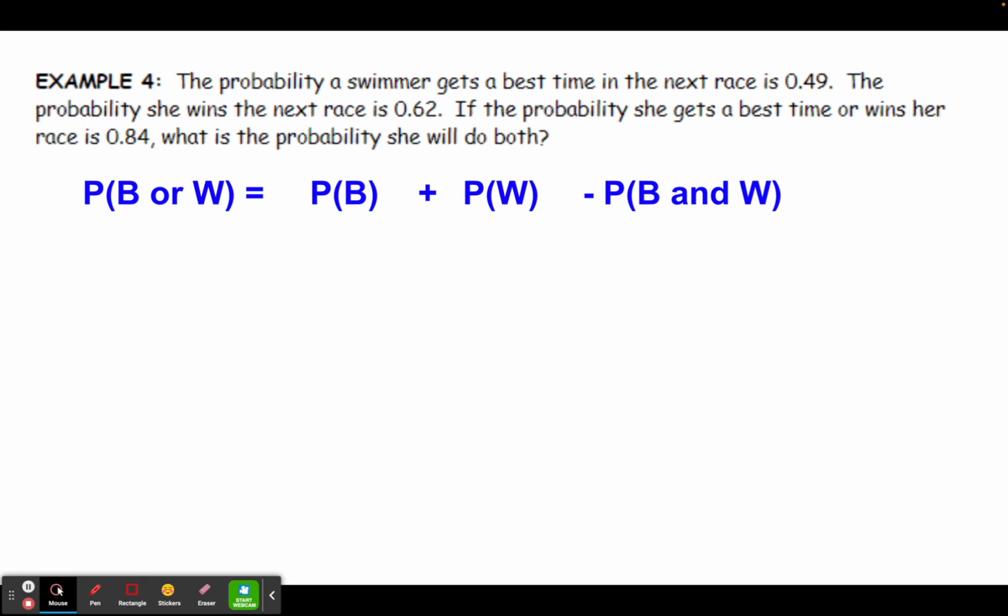minus the probability that she does both. And that would be the overlapping part in her Venn diagram that we don't know. So I have 4 spots in that formula for numbers. I know 3 of the 4, which means I can fill those in and solve for the one that I don't know.